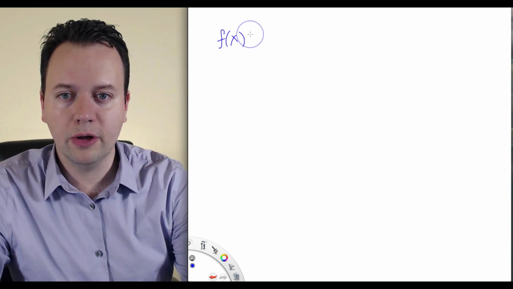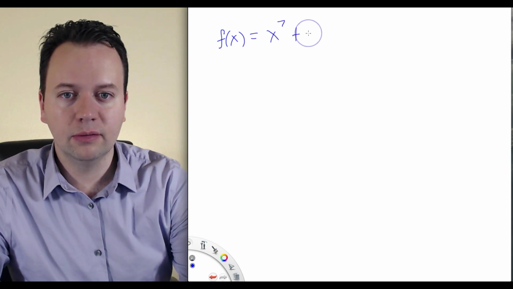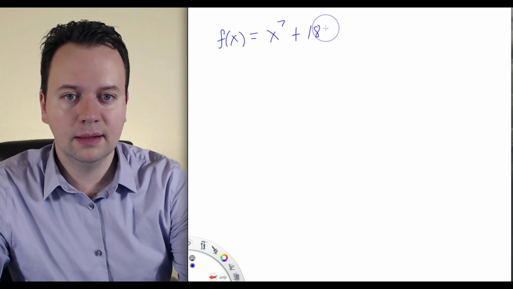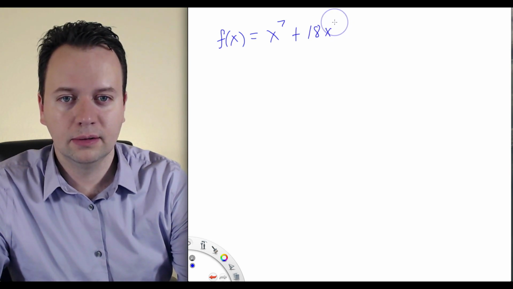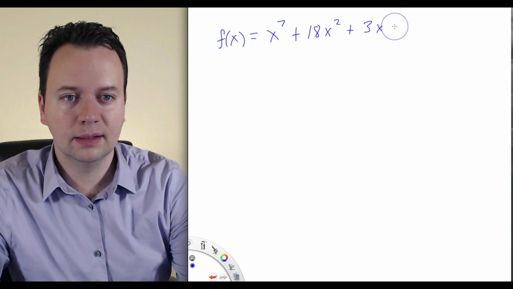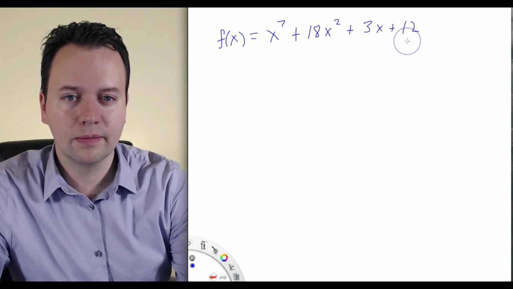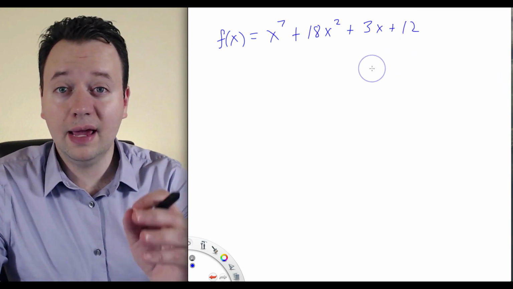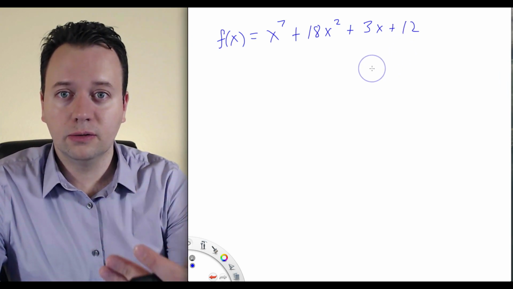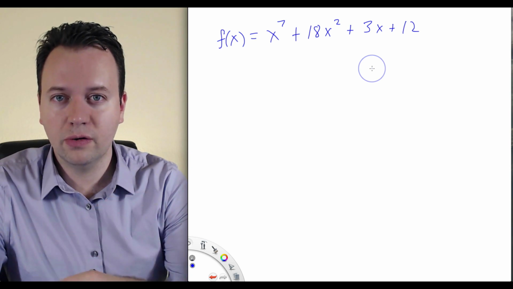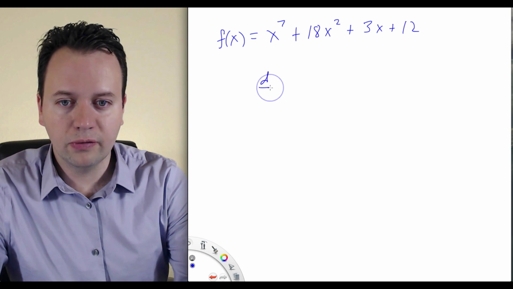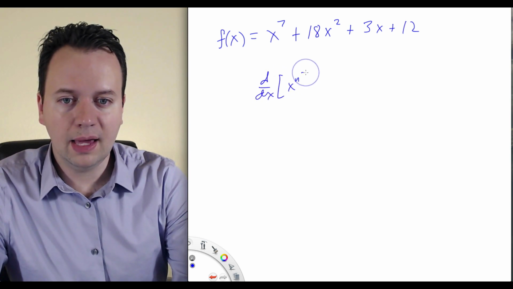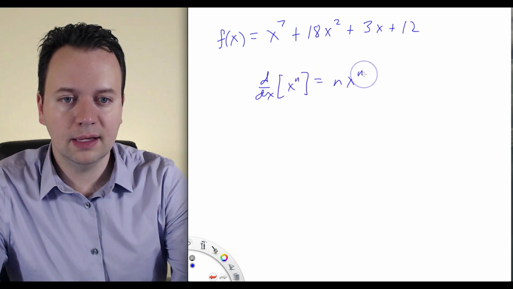So if we have a polynomial such as x to the 7 plus 18x squared plus 3x plus 12. So we can basically use the linearity properties to extend the derivative of power functions to general polynomials. So we saw that the derivative of x to the n is just n x to the n minus 1.